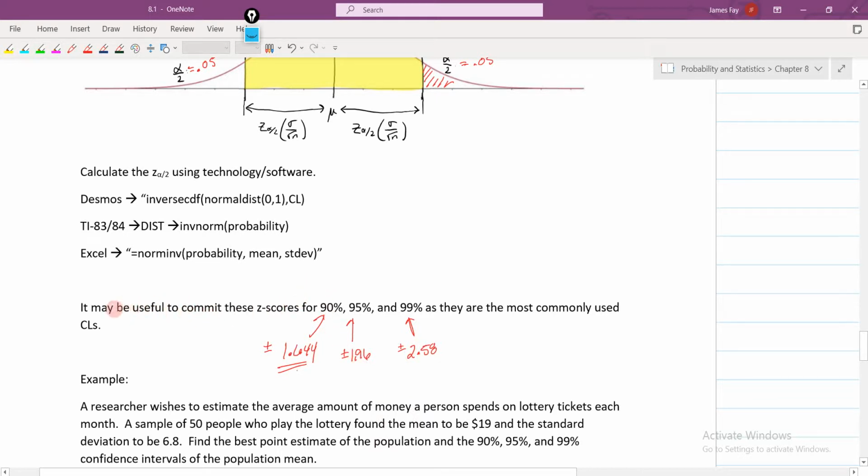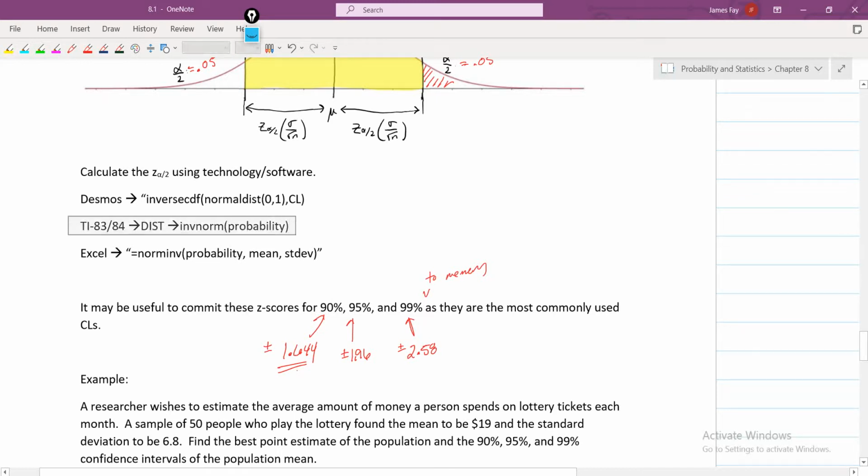So I should say, I typed this out very poorly. It says it may be useful to commit these scores to memory, as they are the most commonly used confidence levels. But you can use any confidence level you want. You want to be 80% confident? We can do that. We just have to find out the tails, alpha over 2 stuff, go to our table, go to our technology, and see what is the z sub alpha over 2 that goes with 80%.